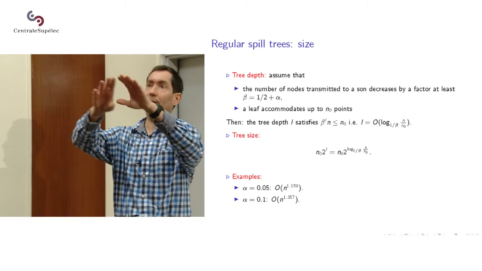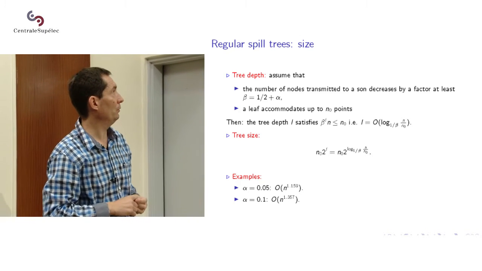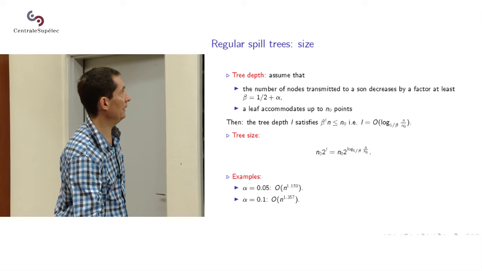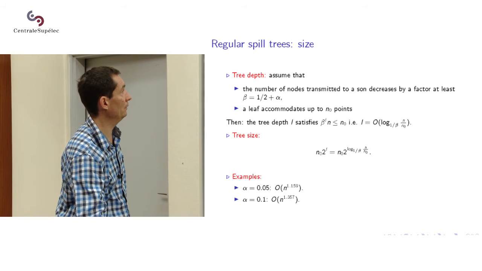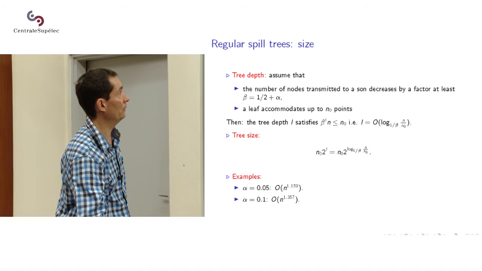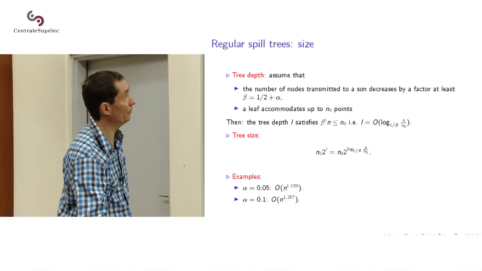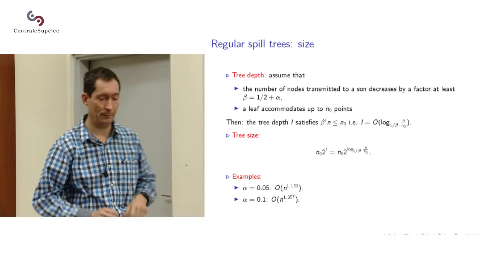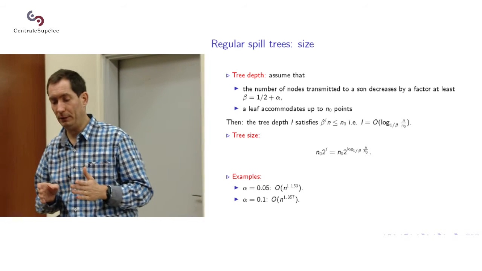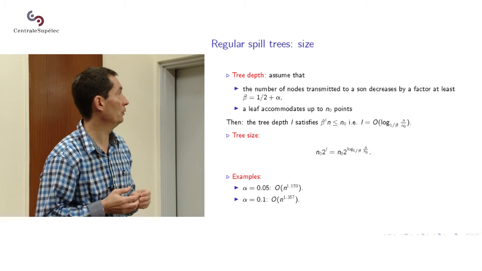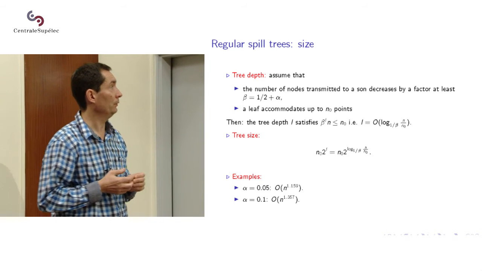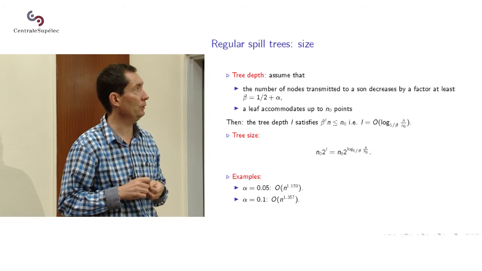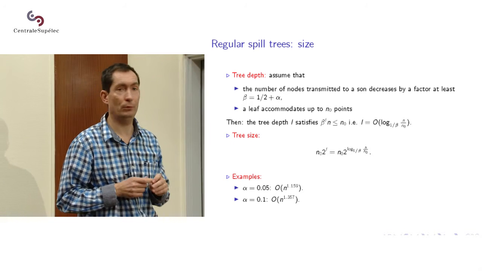And now, because this is a binary tree, the tree size, namely the number of nodes, is n0 times 2 to the power of the depth, namely this formula. So, for example, if you are building regular spill trees with alpha equal 0.05, your data structure is now using superlinear storage, namely n to the 1.15.